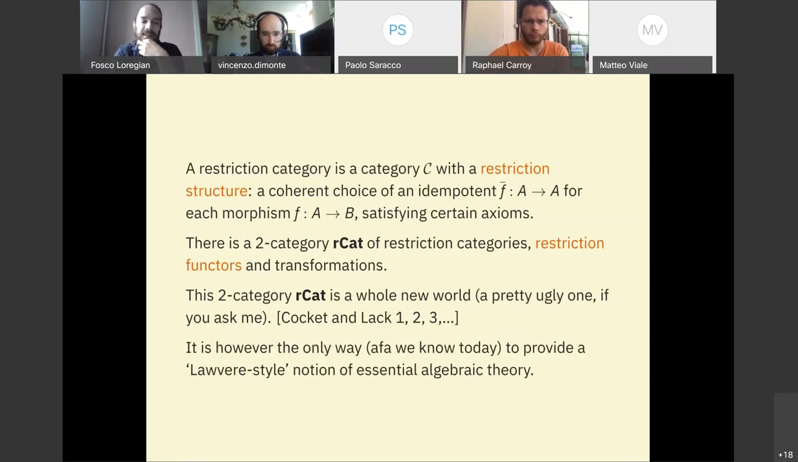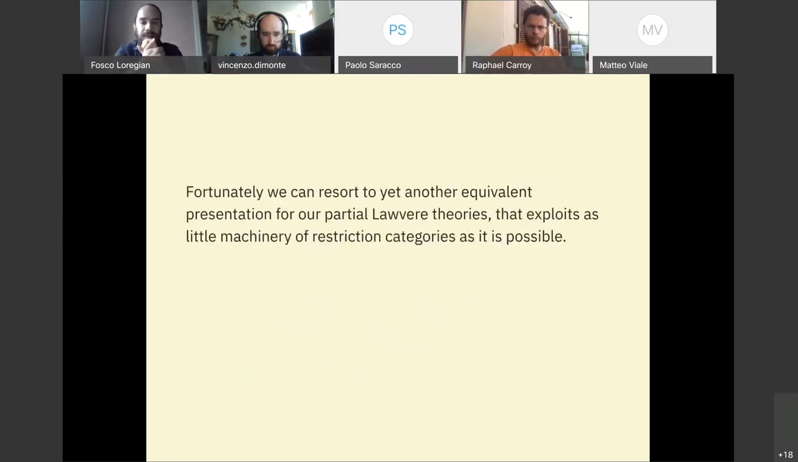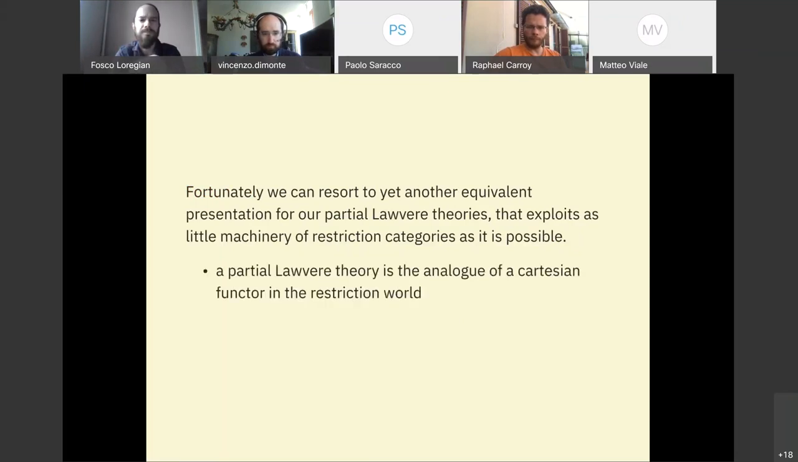Okay, as of today, it's the only way we have to provide this Lawvere style definition for essentially algebraic theories and to prove the equivalence between algebraic theories and locally finitely presentable categories. So, fortunately, the kind of restriction categories and restriction functors we want to exploit to define partial Lawvere theories is slightly better behaved. So what is more or less the idea of this approach?